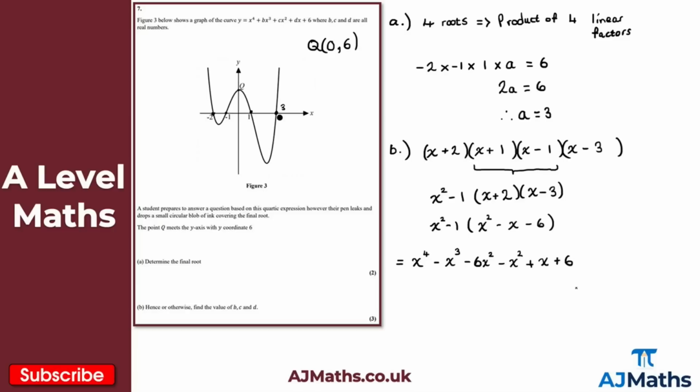Really, the key thing to watch out for here is the signs. Obviously, minus 1 times minus x would be positive x. Same again here with the minus 1 and the minus 6 giving you positive 6 there. So it's really easy to make a tiny little mistake there. Just be careful for that.